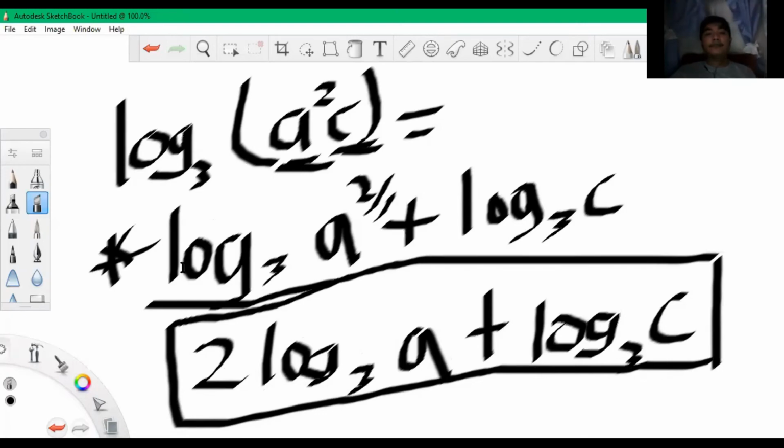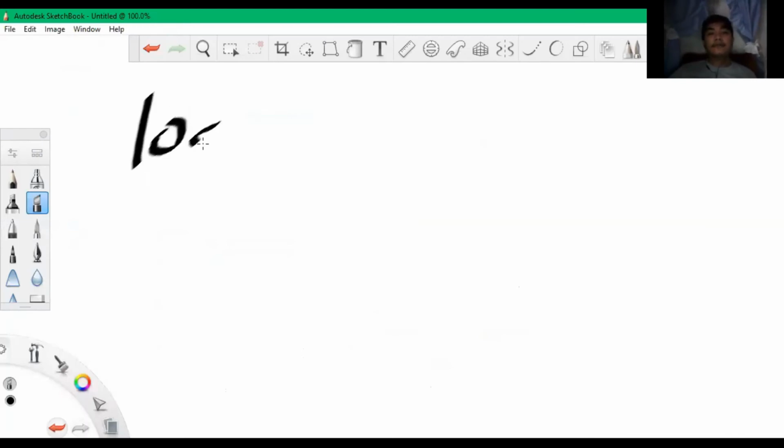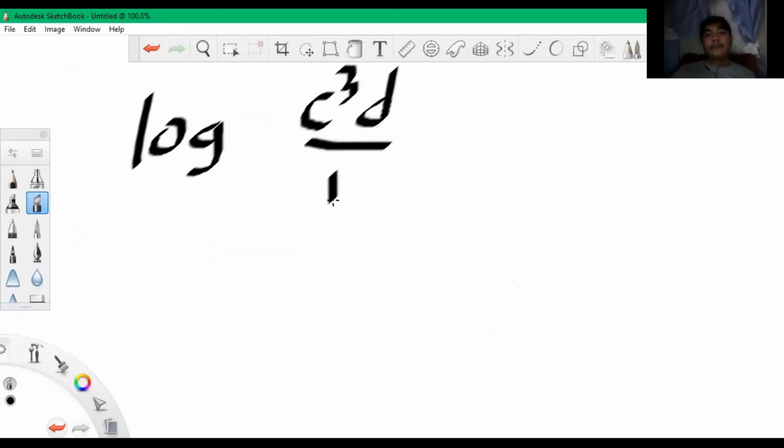Let's have another example. So we have the logarithm of c cubed d over m to the base 4. So ito, halo-halo. Let's have this one, the logarithm of c cubed d over m to the base 4. So first, again, identify how many digits or variables or numbers do we have. So sa numerator, ilan ang meron tayo? We have c cubed and d. So we have 2. And sa denominator, we have m. So we have 3 variables na pag-hiwa-hiwalayin to make it, pagka i-expand natin siya, yung single form na to.